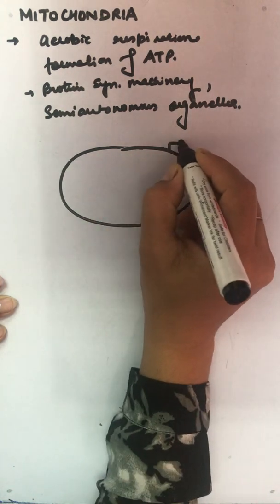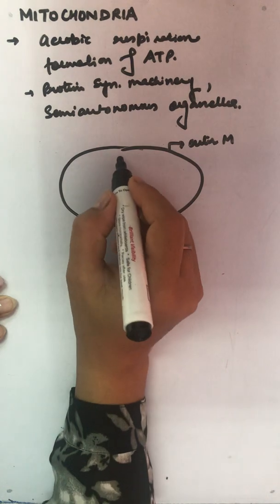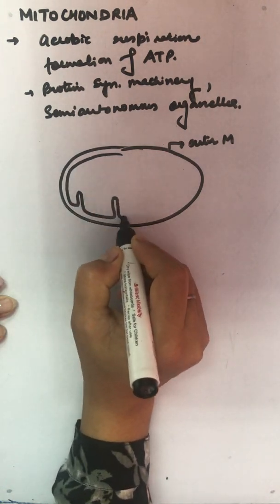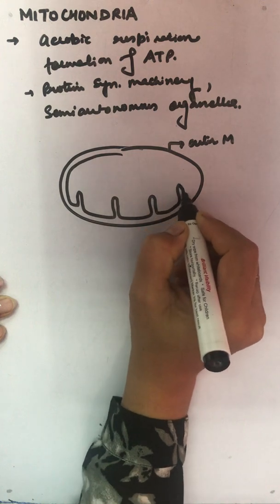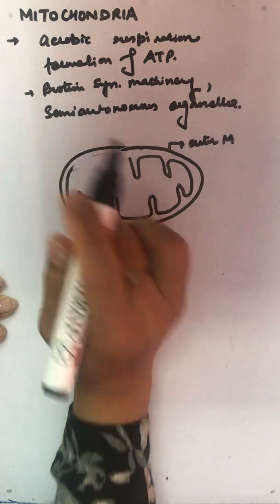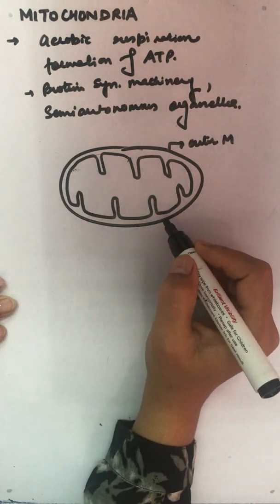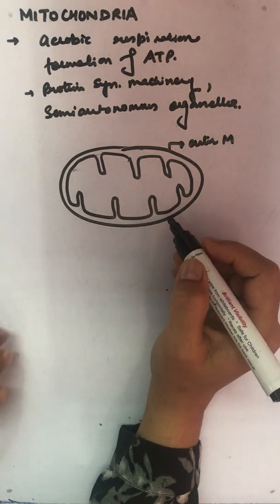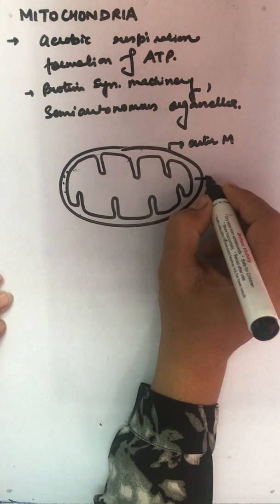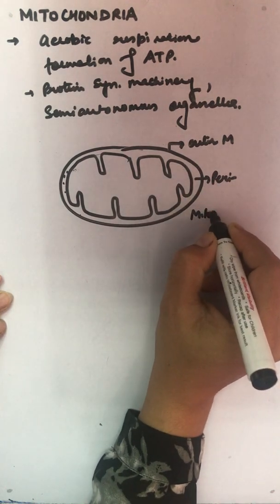This is the outer membrane and the inner membrane is folded to form cristae. These are the foldings of the inner membrane and these are known as cristae. It has a perimitochondrial space. This is the mitochondrial space.